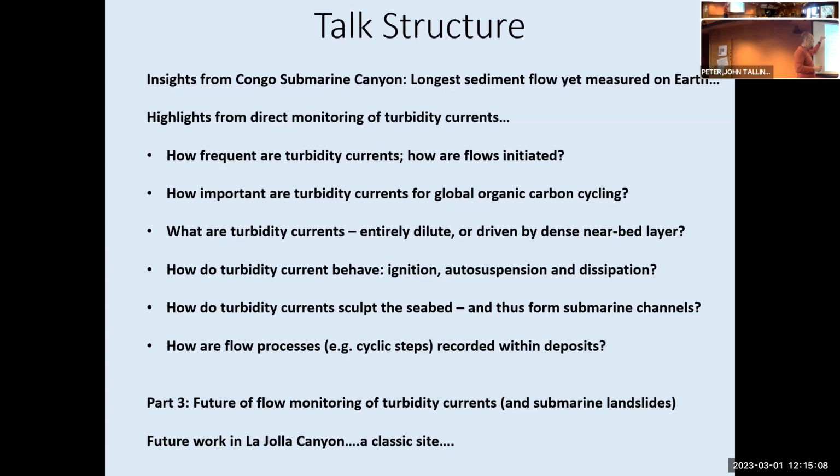And then I'll go through some of the most basic questions about turbidity currents and, in one or two slides, just highlight what we found. And at the end, there's a little bit about the future of monitoring. And indeed, perhaps some of it could be around La Jolla Canyon, one of the most classic sites.